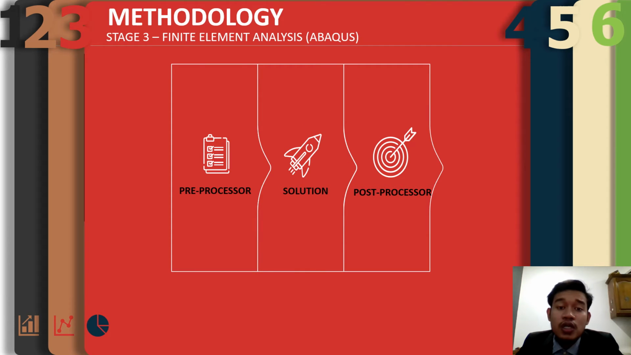Alright, we go to the FEA by using Abaqus, which is the classical method. As we know, the procedure is the same as the adaptive methods, but in the preprocessor, classical methods have an additional process, which is a meshing process. So I will touch only on the meshing process in the preprocessor, followed by the solution and post-processor.